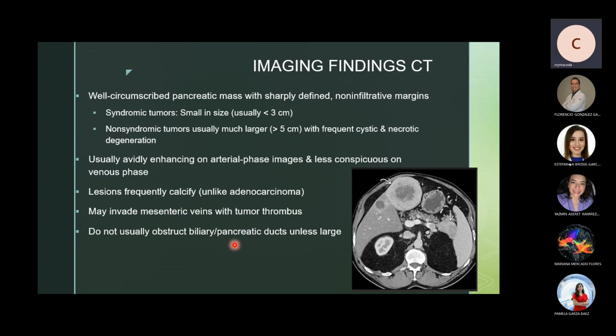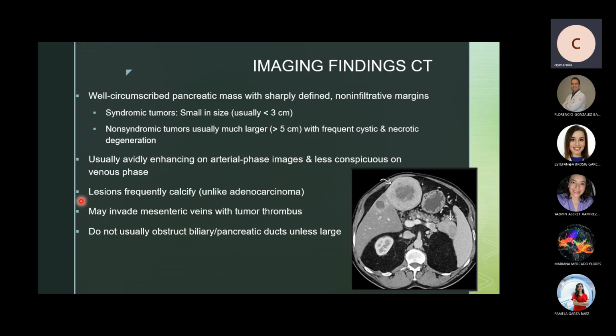So the imaging findings on CT are a well-circumscribed pancreatic mass with sharply defined, non-infiltrating margins. Syndromic tumors are small in size, usually under 3 centimeters, and the non-syndromic tumors are usually much larger, more than 5 centimeters, with cystic and necrotic degeneration. They usually enhance avidly on arterial phase images and are less conspicuous on venous phase, similar to our case.